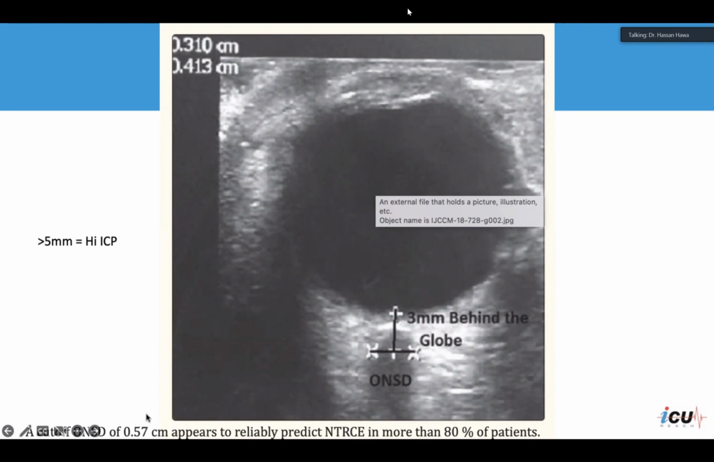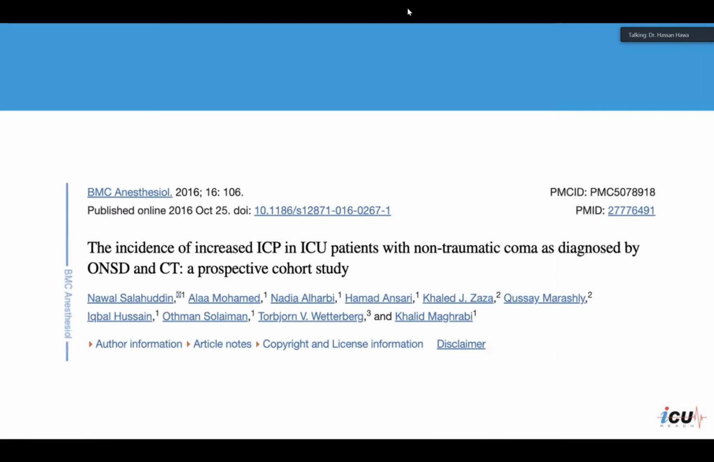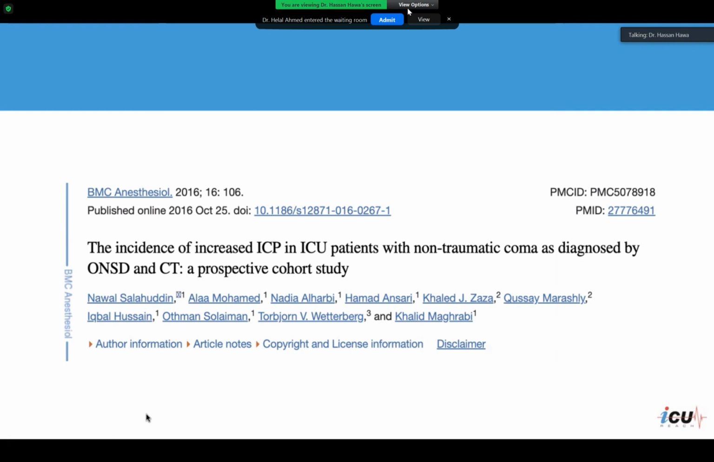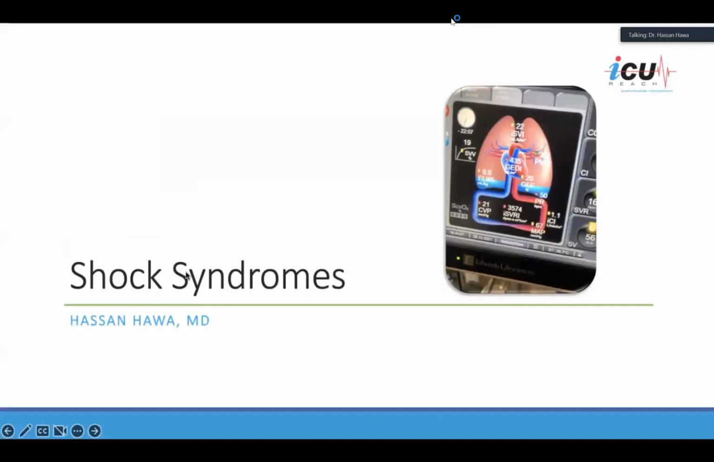My colleague, Dr. Salahuddin, in her study, which she conducted at King Faisal Specialist Hospital in Riyadh, concluded that more than 0.57 centimeter usually predicts high non-traumatic brain edema in 80% of patients. I hope this answers your question, Dr. Ismail, and we'll move on to the main talk of today.